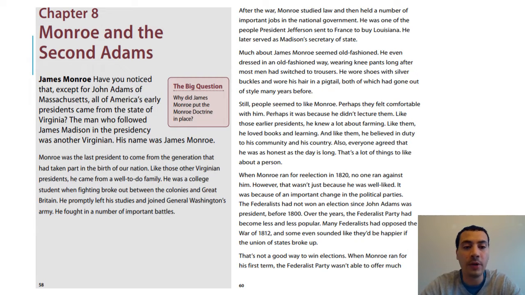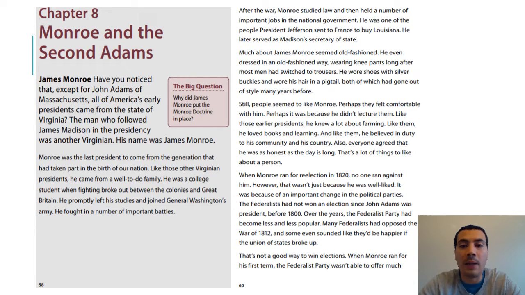Like those other Virginian presidents, he came from a well-to-do family. He was a college student when fighting broke out between the colonies and Great Britain. He promptly left his studies and joined General Washington's army. He fought in a number of important battles. After the war, Monroe studied law and then held a number of important jobs in the national government. He was one of the people President Jefferson sent to France to buy Louisiana. He later served as Madison's Secretary of State.